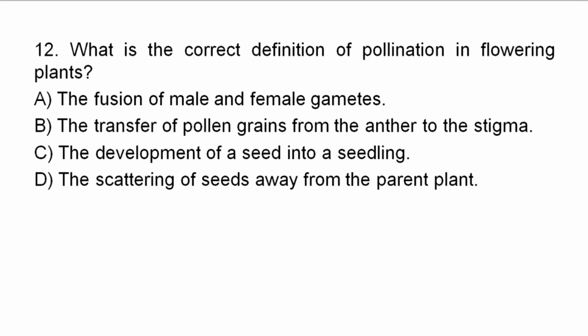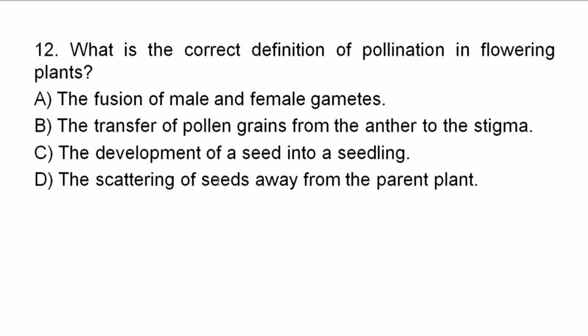Good. Question number 12. What is the correct definition of pollination in flowering plants? A. The fusion of male and female gametes. B. The transfer of pollen grains from the anther to the stigma. C. The development of a seed into a seedling. D. The scattering of seeds away from the parent plant. What's the correct definition of pollination from the given alternatives in flowering plants?